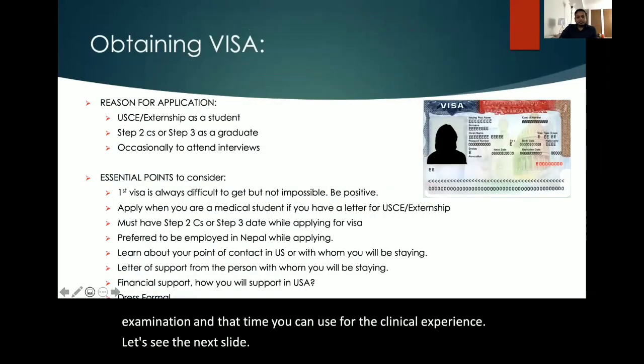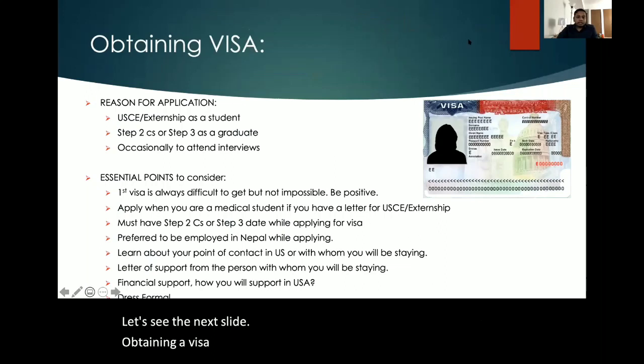So obtaining a visa. You have to give a reason why you want to apply for a visa to the US Embassy.